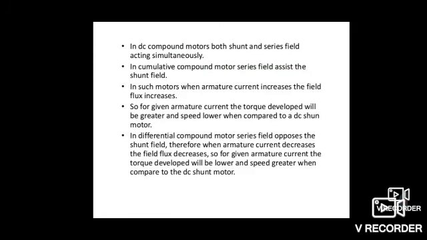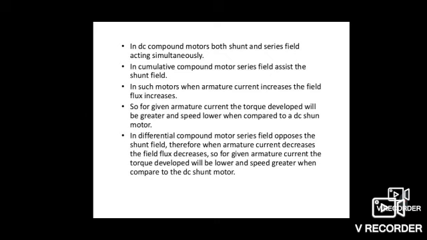In DC common motors, both shunt field and series field act simultaneously, and in cumulative common motor, series field aids the shunt field, that is, assists the shunt field. In such motors, when armature current increases, the field flux increases. So for the given armature current, the torque developed will be greater and speed lower when compared to DC shunt motor.